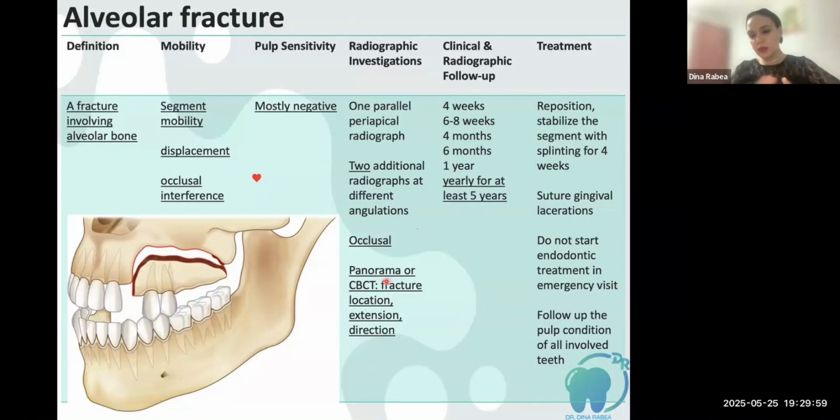And it's very normal for the fracture line to stay painful at palpation with the fingers. We have to see the patient again after 4 months, 6 months, 1 year, and then yearly for at least 5 years to make sure the teeth are still vital, in case they were vital initially, the fracture line is healing, and so on.